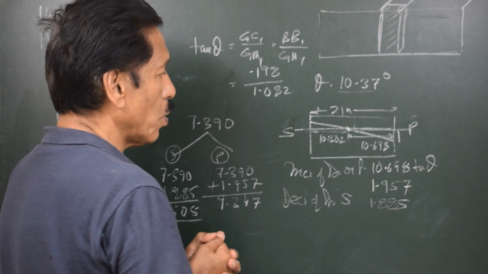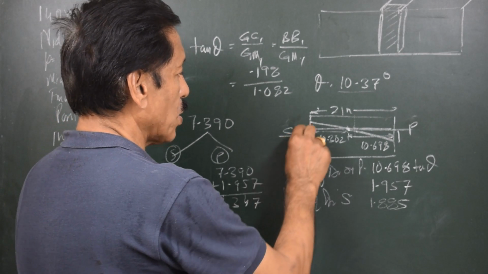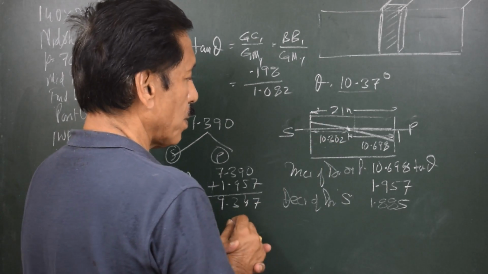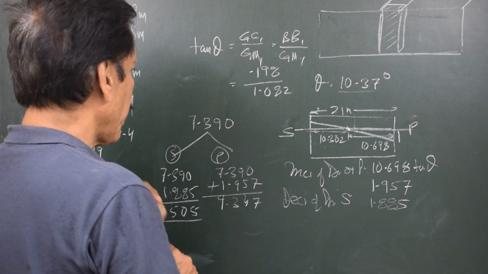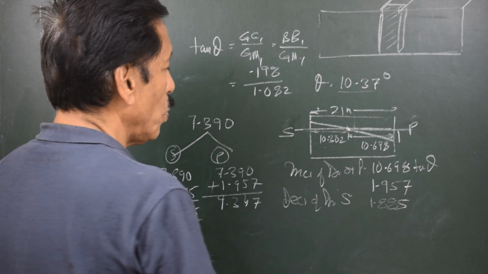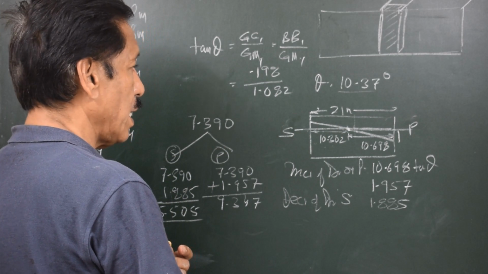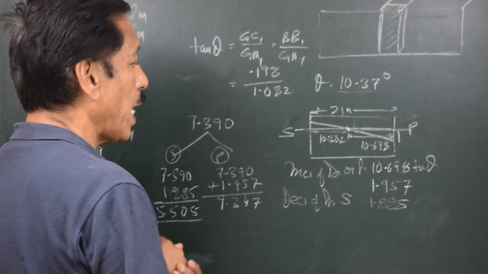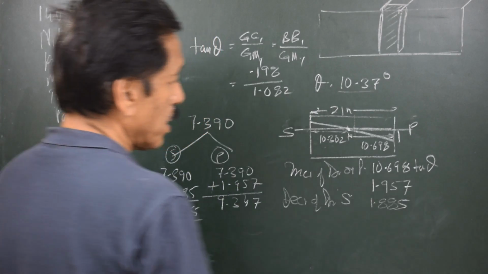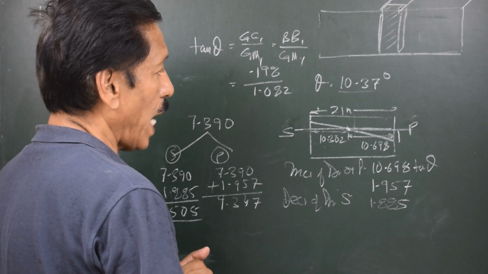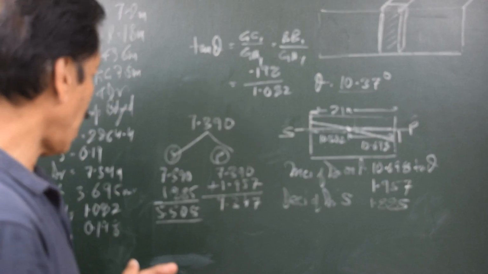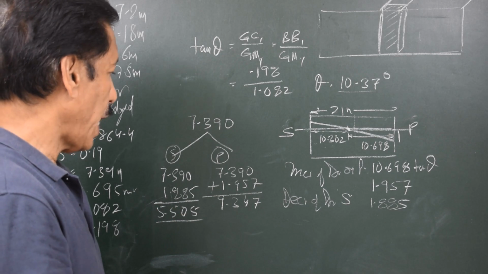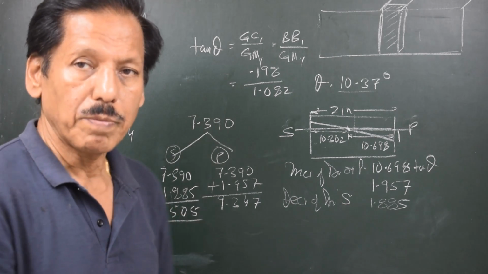So can we say that opposite upon adjacent is equal to tan theta. So on the starboard side, the decrease of the midship draft compared to 7.39 is 10.302 into tan of theta, where theta is 10.37 degrees. And in the same way, the increase of draft on the port side is 10.698 into tan of theta. So we get the final drafts on the starboard side as 5.505 and on the port side 9.347 meters.